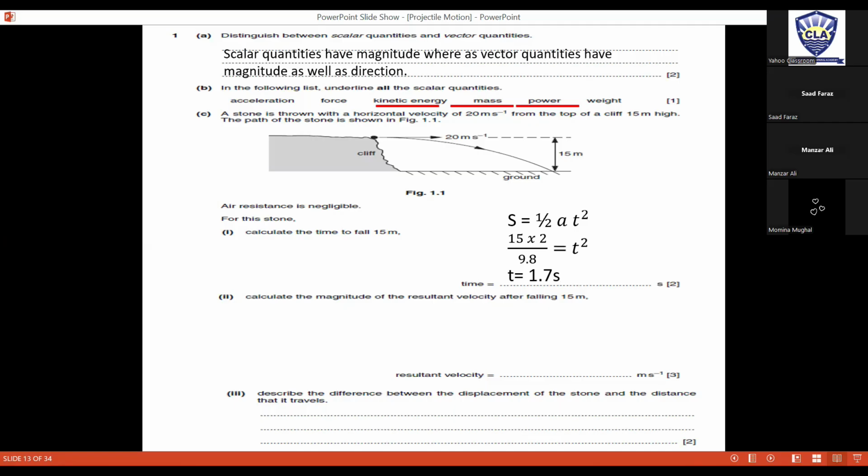Calculate the magnitude of resultant velocity. Resultant velocity means it will not only have horizontal velocity, but it would have gained some vertical velocity as well. So we have to find the value of vertical velocity. v equals u plus at, 9.81 into 1.7. So you get it is equal to 17 meters per second. So it has two components. Horizontal velocity is 20, vertical is 17. And we want to find out the resultant velocity, which can be calculated by Pythagoras theorem.